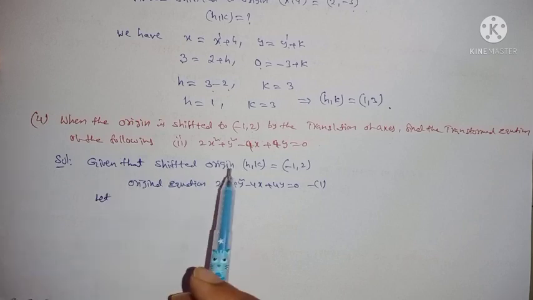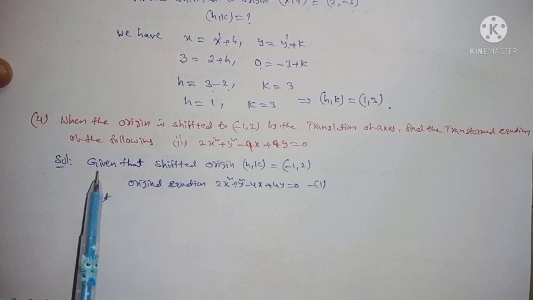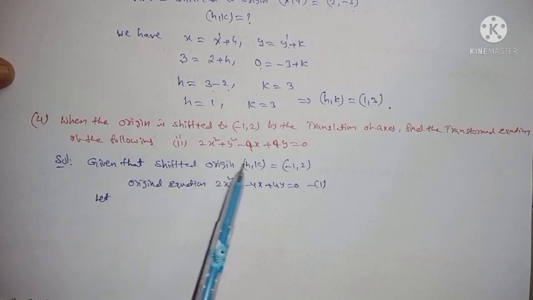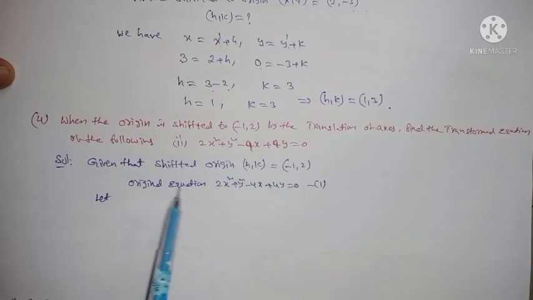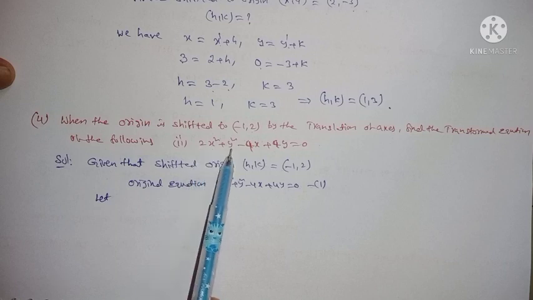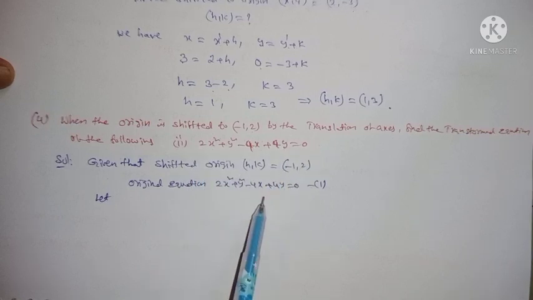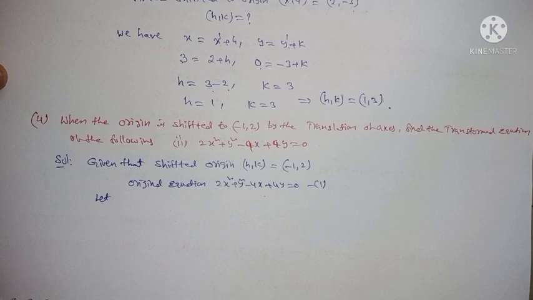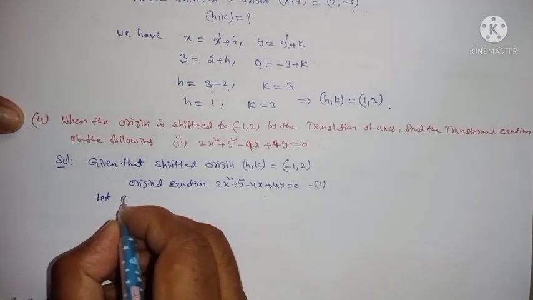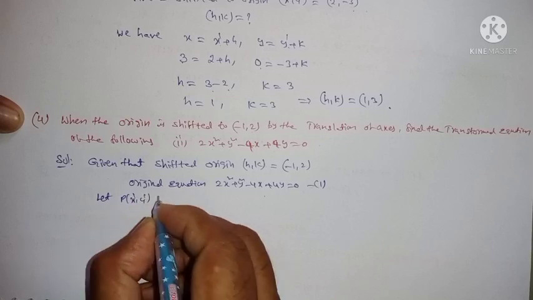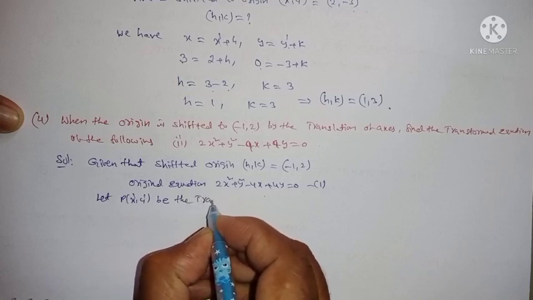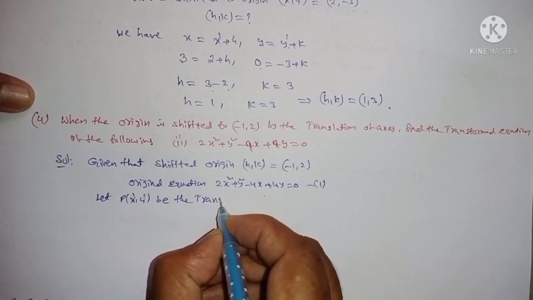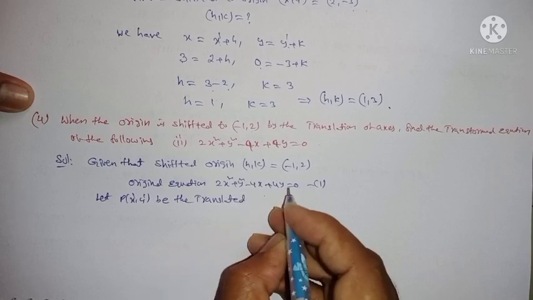You can do the same. What is the solution? Given that the shifted origin (h, k) is (-1, 2). The original equation given here is 2x² + y² - 4x + 4y = 0. You can find the changes of the equation. Let P(x, y) be the translated point (x', y').